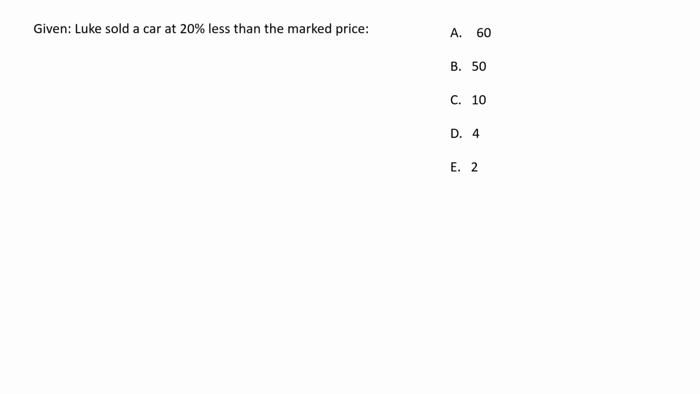Let's look at it one statement at a time. Luke sold a car at 20% less than the mark price. What does that give us? That the selling price is 20% less than the mark price. That is 1 minus 20 by 100 into mark price, that is 0.8 times mark price.